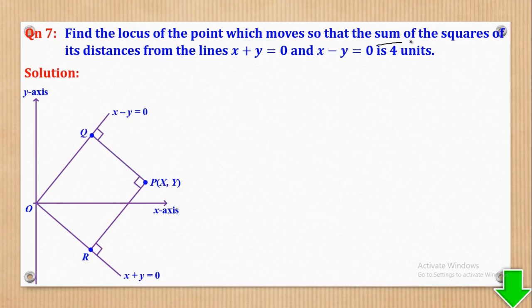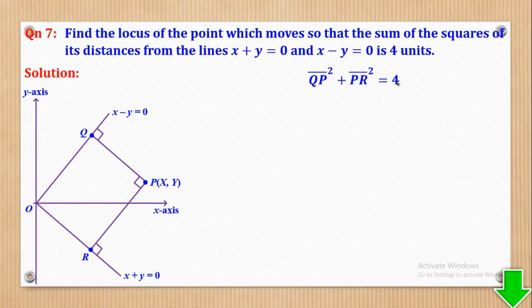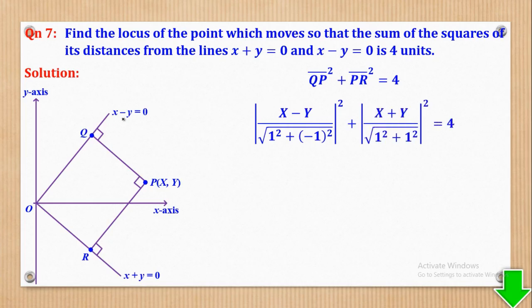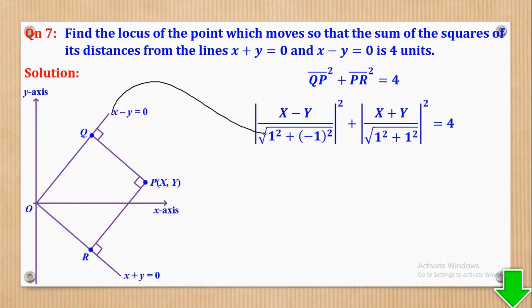But they told us the sum of the squares of its distances from these lines. So I have to get this distance, square it, and also this distance, square it, and equate it to 4, which is here in the question. Therefore, I'll say that QP squared plus PR squared is equal to 4. Now the next is to get distance QP. I think you remember that for the distance of a point from a line, we use this formula. So for QP, we are using this equation, so get this and put there this x coordinate, put there this y coordinate. Then in the denominator, the coefficient of x is 1, that is why you see a 1 squared, and here the coefficient of y is negative 1, that's why you see negative 1 squared.